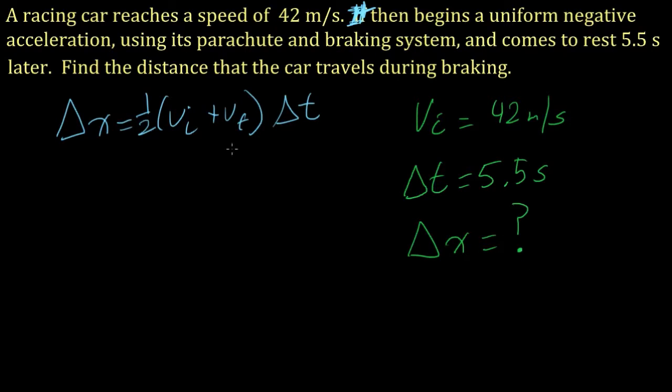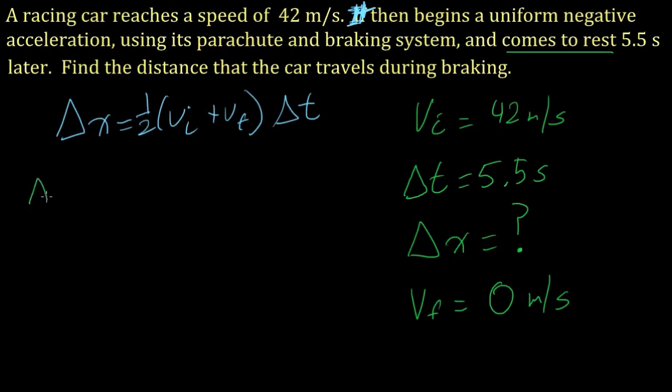Well, okay. We're almost there, but we're missing something. We're missing final velocity. So we need to know the final velocity. Well, what happened in this situation? It says it begins a uniform negative acceleration using its parachute and braking system and comes to rest. Comes to rest. What does that mean? That means it stops. How fast are you moving when you have stopped? 0 meters per second. So we have all our knowns. We know what our unknown is. So we can plug in.